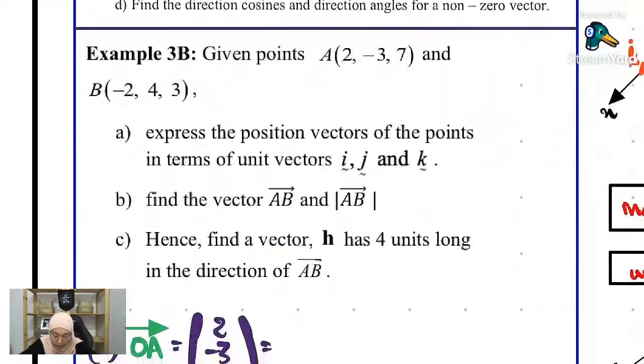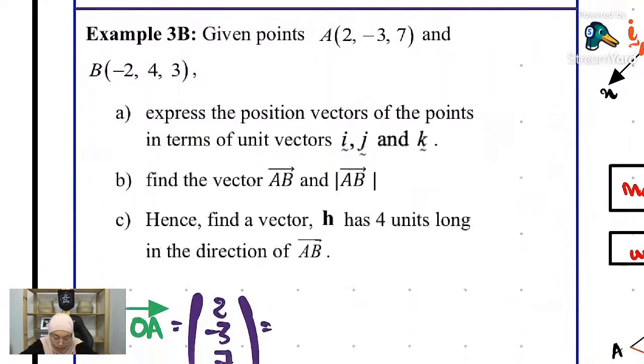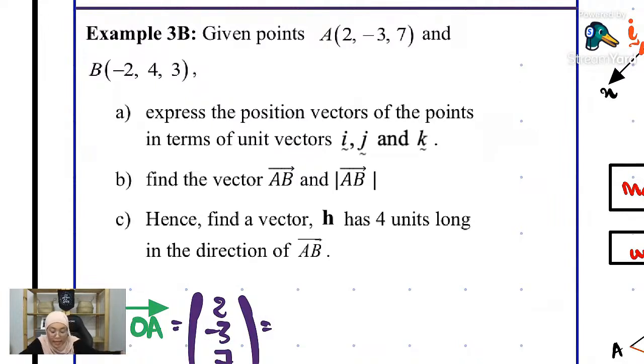Next one, we have here, given points A, 2, -3, 7, and B vector. This is not vector, this is a point. See, kalau kamu tengok dia bukannya bold kan? So this is just a point. Point A and point B, express the position vectors of the point in the term of unit vectors I, J, and K. So dekat sini dia memang minta dalam penulisan I, J, dan K.